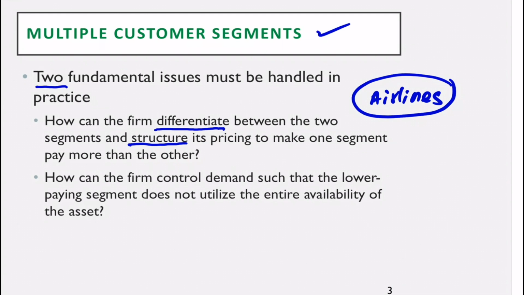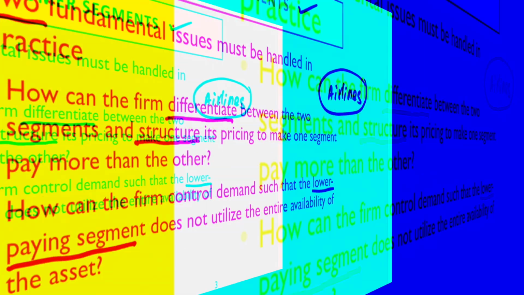Second issue is how can the firm control demand such that the lower paying segment does not utilize the entire availability of the assets. So for example, generally a business traveler may book seats almost at the last minute, whereas people who plan vacations may plan months ahead. So if we want to attract more customers early, we may not have anything left for the business travelers who book at the last minute. So how do we address this issue?